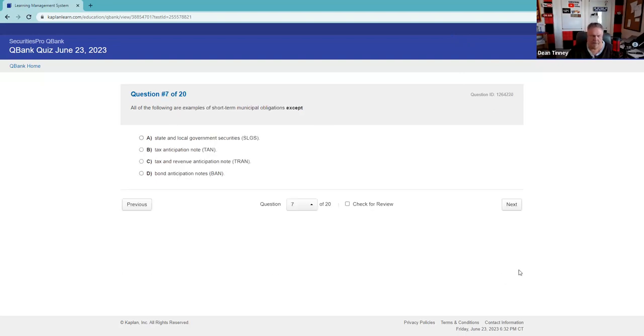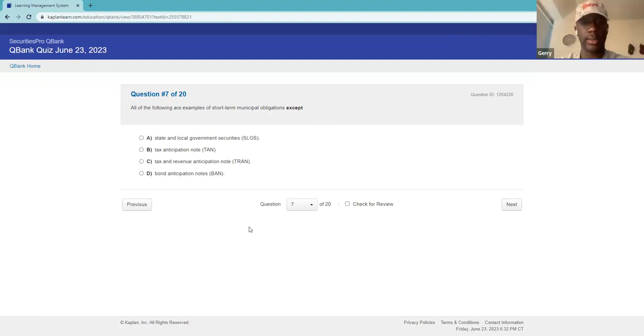Excellent. All the following are examples of short-term municipal obligations except. So TAN is an example of a short-term muni obligation. BAN is a short-term muni obligation. TRAN is as well, so I'll go with A. You are correct.